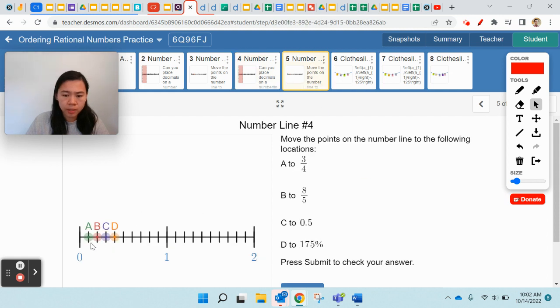Move the points. All right, so now we have some more fractions, decimals, and percents. I'm going to scooch these. Well, that's okay. All right, A is 3/4. That's less than 1 whole, right? Because that's a true fraction. That's a proper fraction, 3/4.